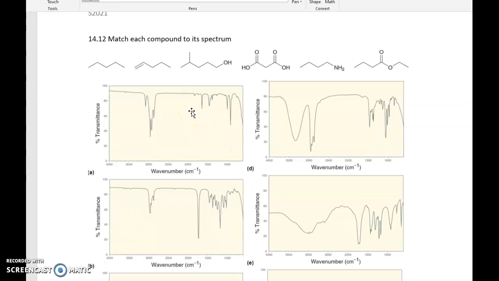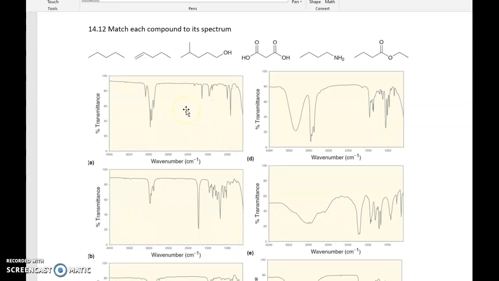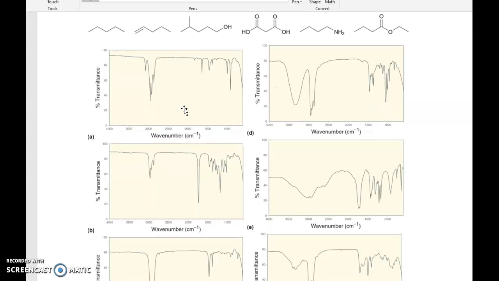So let's match each compound to its spectrum. These can be challenging. You might want to turn off the video and look at them before you listen to me talk about them. Okay, so we ignore pretty much everything to the right of that line.